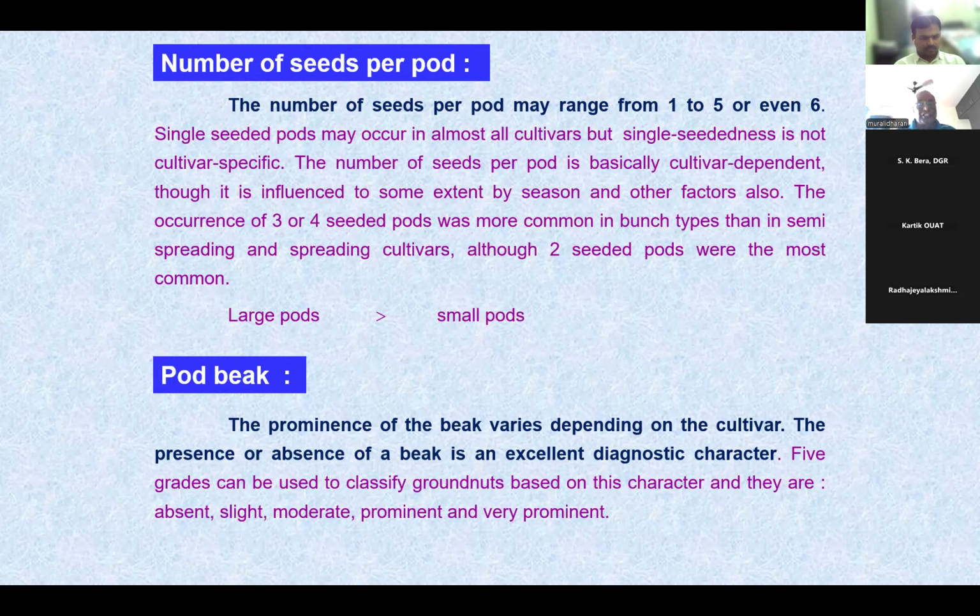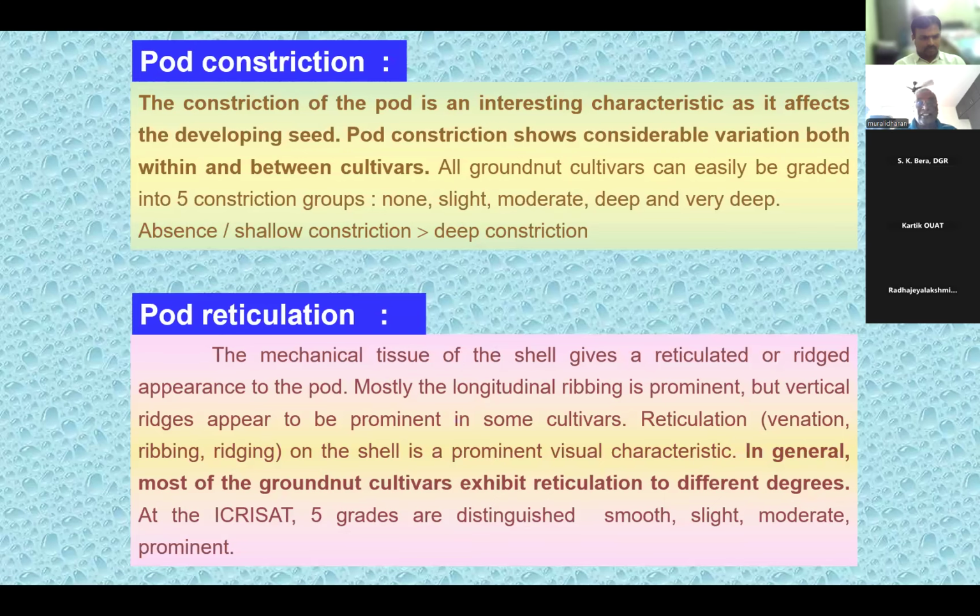Pod constriction. The constriction of the pod is an interesting characteristic as it affects the developing seed. Pod constriction shows considerable variation both within and between cultivars. There are 5 grades again: nil constriction, slight constriction, moderate constriction, deep constriction, and very deep constriction. Absence or shallow constriction is dominant over deep constriction.